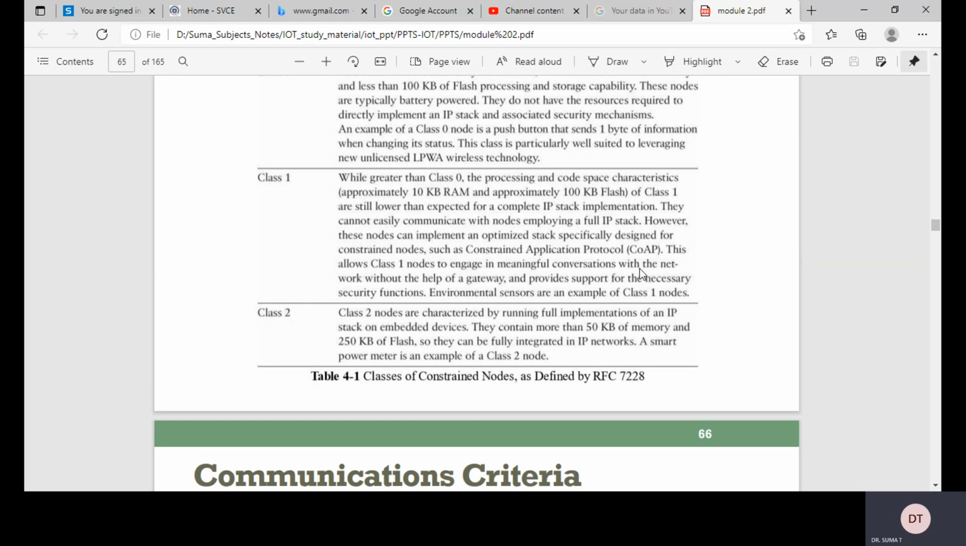This allows class 1 nodes to engage in meaningful conversation with the network without the help of a gateway and provide support for the necessary security functions. Environmental sensors are examples of class 1 nodes.